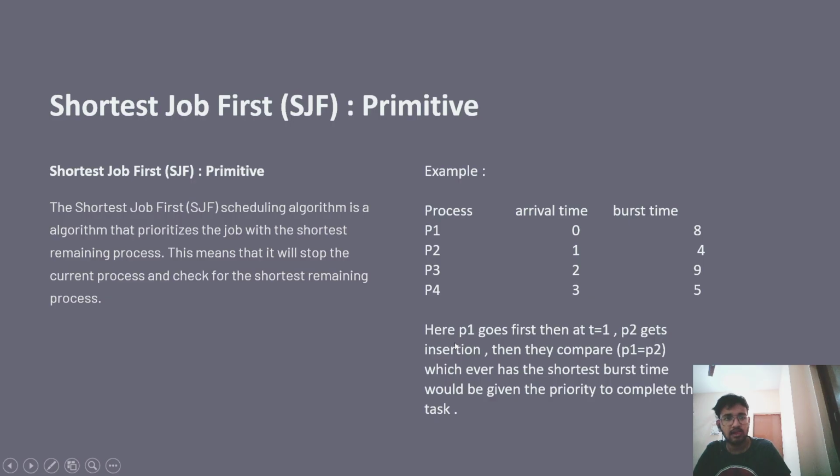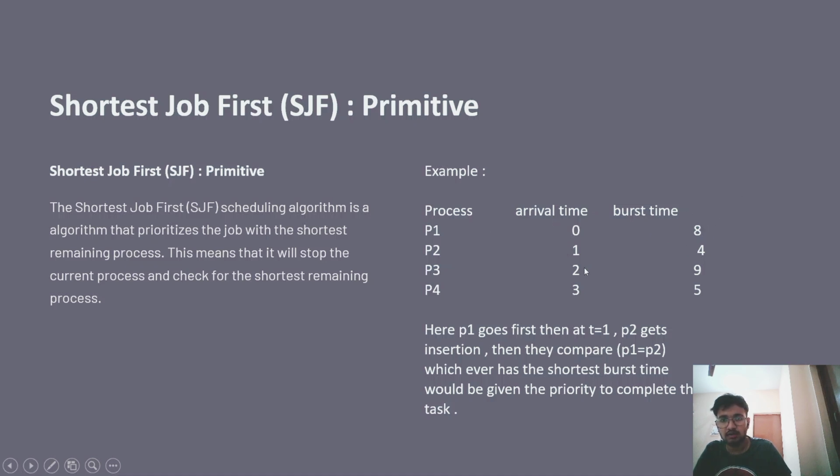Next we have SJF, shortest job first, in which we have preemptive. Preemptive is a scheduling algorithm in which it prioritizes the job with the shortest remaining process. Here you can see there is an example of four processes. There is an arrival time. So here what happens is basically P1 goes first, then at t equals 1 it will have completed one unit of its process. So the burst time would be 8 minus 1, which is 7.